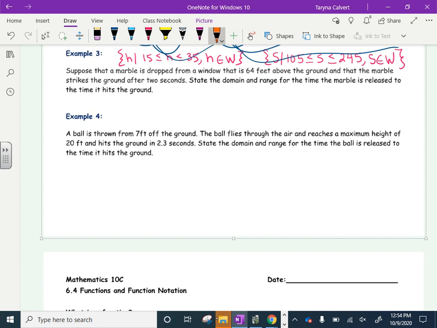Right, so our domain, yeah, it's distance, right? Because it's being dropped, distance in feet. So domain, how long does it take for the marble to hit the ground? 2 seconds. So it starts at 0 and it goes to 2. And what's my range? 6. So yeah, Josiah?